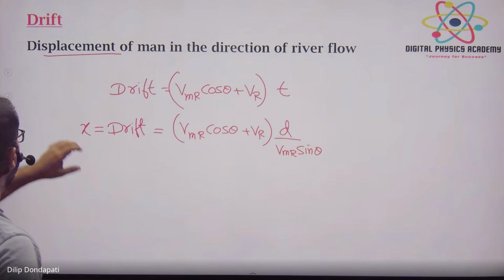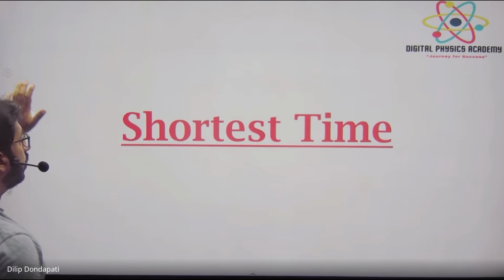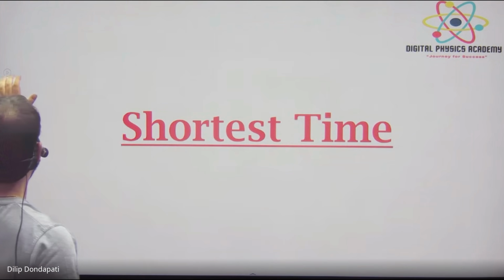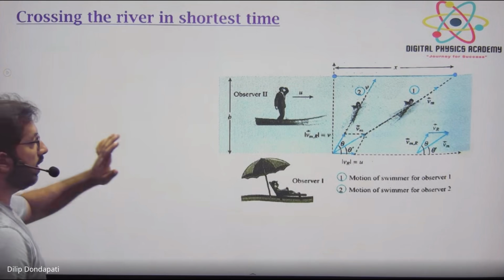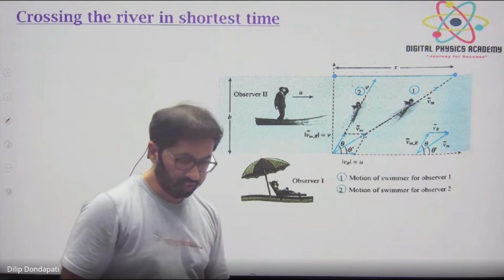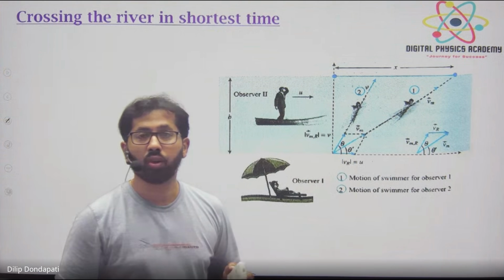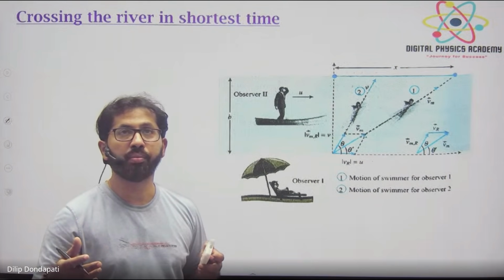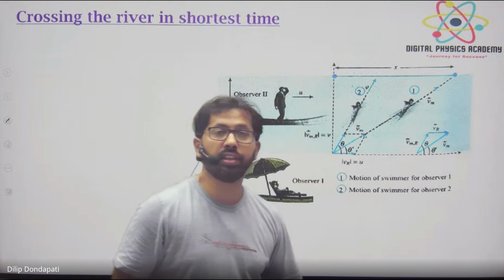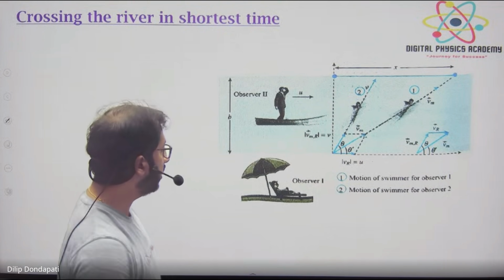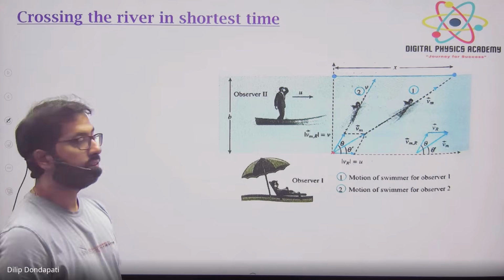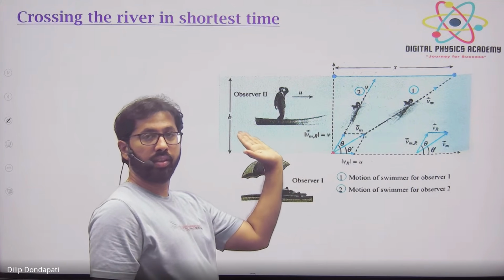ओके, अब देखो शॉर्टेस्ट टाइम. You tell me शॉर्टेस्ट टाइम क्रॉस करने के लिए which direction he has to start? Tell me. Think and tell. He has to cross the river in shortest time. So which direction he has to swim? इधर से start हुआ. Tell me. So he has to swim at a larger angle towards horizontal. Larger angle to the horizontal.